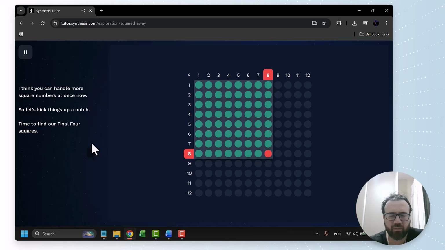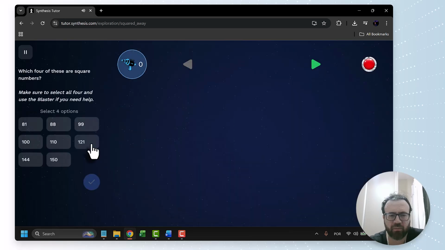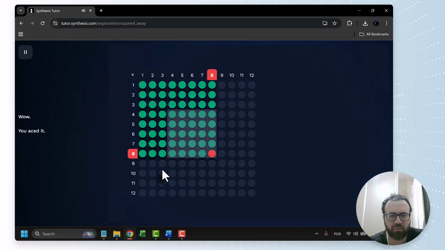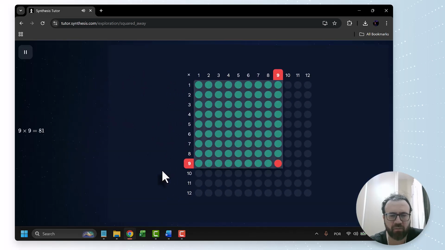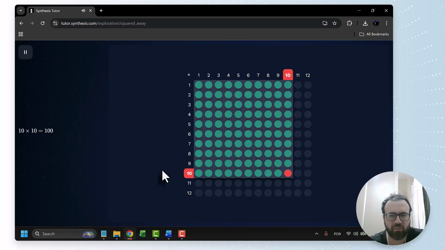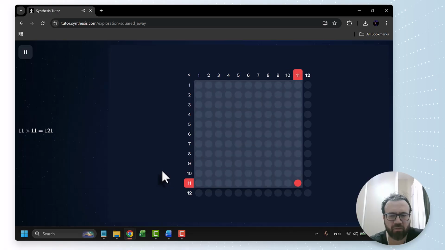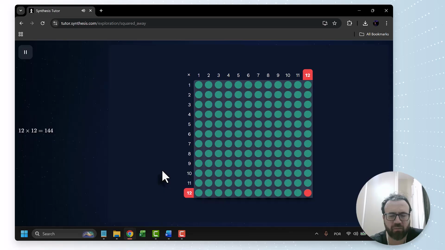So let's kick things up a notch. Time to find our final 4 squares. Which 4 of these are square numbers? Make sure to select all 4 and use the blaster if you need help. Wow, you aced it. 81, 100, 121, and 144 are all square numbers. And that makes a dozen squares.